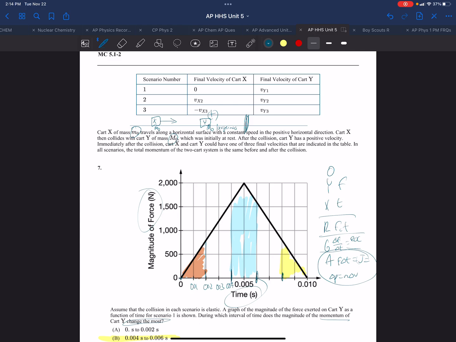So then afterward, Y has a positive velocity. So Y is moving in that direction. Immediately after the collision, X and Y could have one of three final velocities indicated in the table. So the total momentum of the system is the same before and after the collision. So the one possibility is that X stops and Y moves off with Vy1. The other possibility is that X has a velocity, and so does Y. And the third possibility is that X is moving in the other direction and Y is moving in the positive direction. The momentum is conserved all along.